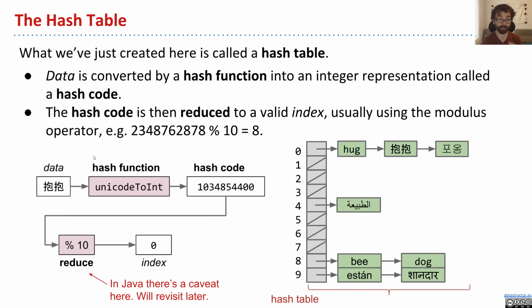Ultimately, the first part of the process is we take our data and convert it using a hash function into a hash code, which is an integer representation. And then lastly, we reduce that hash code to a valid index. Often we'll do that using the modulus operator, but we'll see in Java we have to do something slightly different in order to handle negative hash codes. So here, when I reduce it by modding by 10, I get the index 0, and therefore bao bao is in the hash table at position 0.